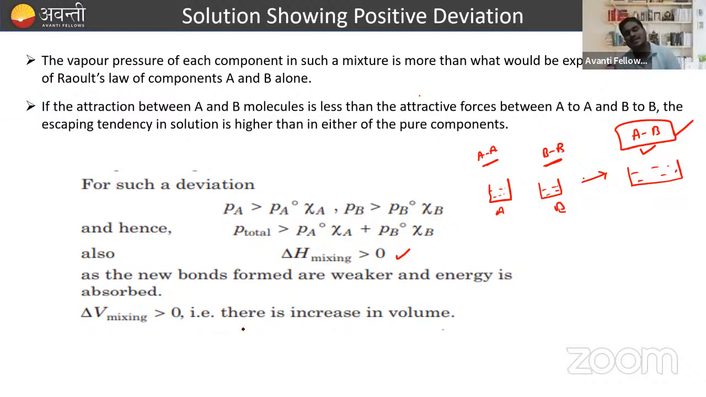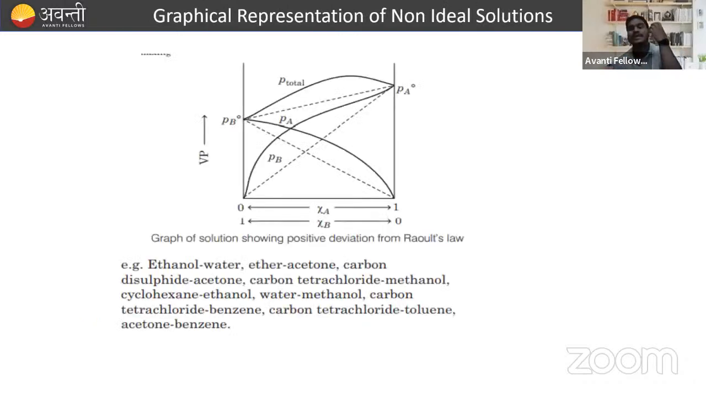Or we can say that in this case, delta V of mixing is also greater than 0. Why? Because there is an increase in the volume, because more vapor will be produced, escaping tendency will be more. So for the positive deviation, both delta V and delta H are greater than 0. Right. Now, let's move to the next thing, that is the graphical representation of non-ideal solution. So how we'll represent the positive deviation through a graph.